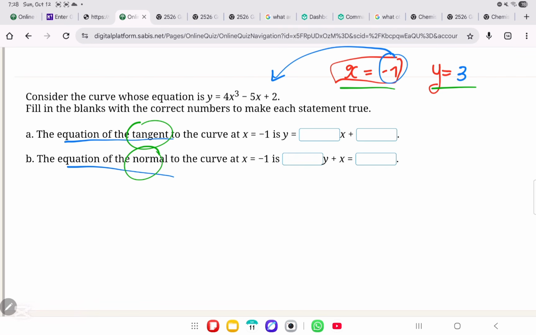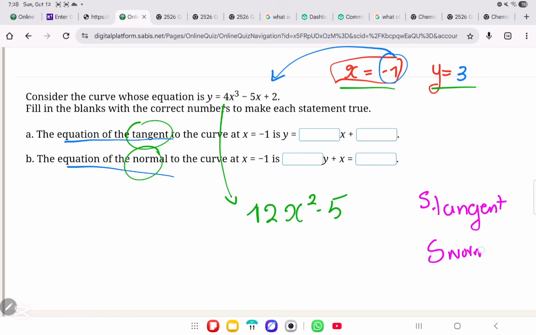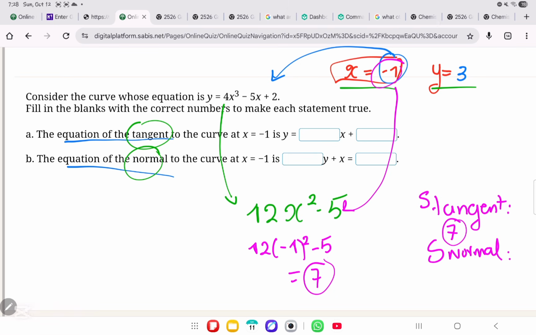So now, how do we find the slope? In order to find the slope, we will need to take the derivative. What's the derivative in this scenario? The derivative in this scenario is 12x squared minus 5. So we'll be able to find what? We'll be able to find the slope of the tangent. I will call it S tangent. And the slope of the normal. Okay? So, first of all, let's find the slope of the tangent by substituting minus 1 over here. It's going to be 12 times minus 1 squared minus 5. So basically, it's going to be 7. So the slope of the tangent is 7. The slope of the normal is minus 1 divided by 7, which is what? Which is minus 1 over 7.